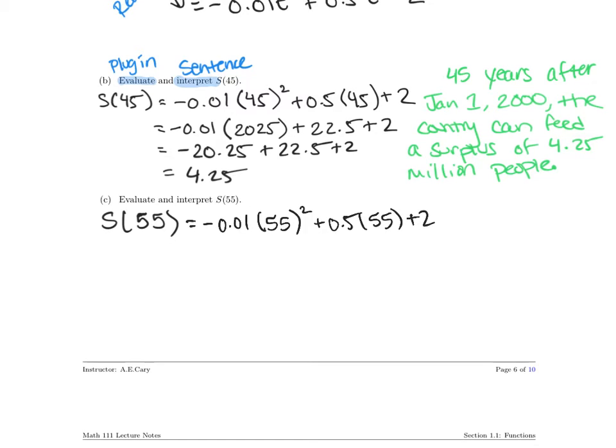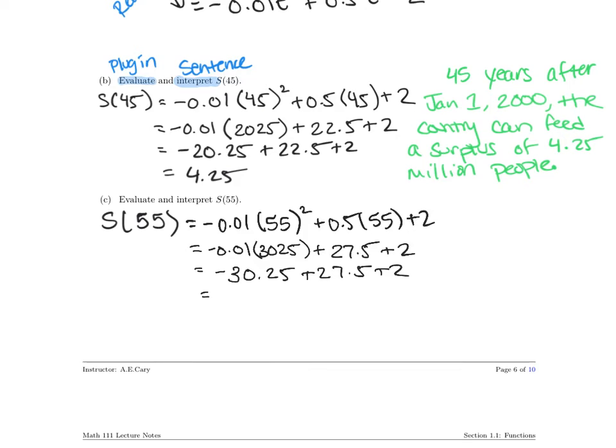So it should look something like this. And then from here, let's use our order of operations and solve. We have to square first. So this becomes 3025 plus 0.05 times 55, which is 27.5, plus 2. Let's use our multiplication skills and get negative 30.25 plus 27.5 plus 2. Now when we finally add all of these together, we get negative 0.75.